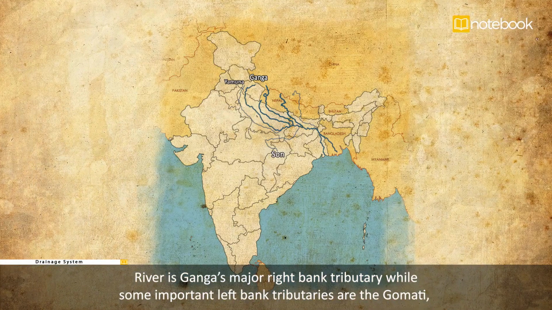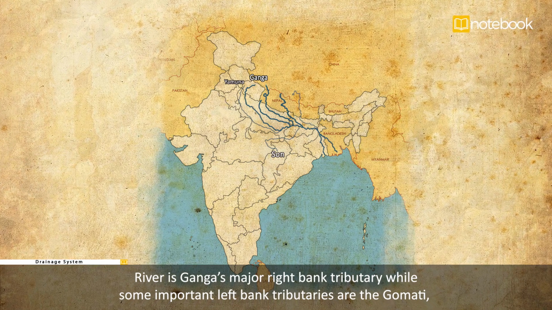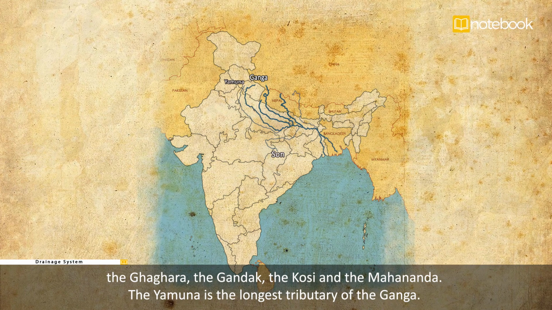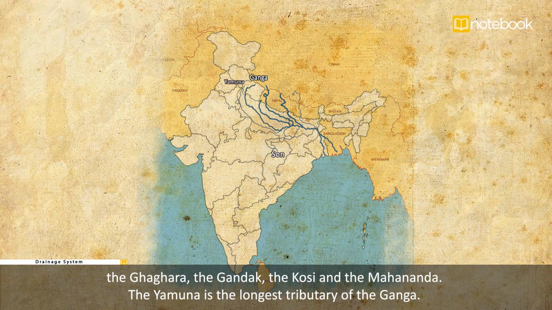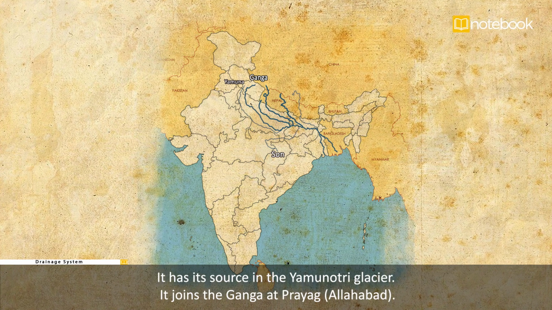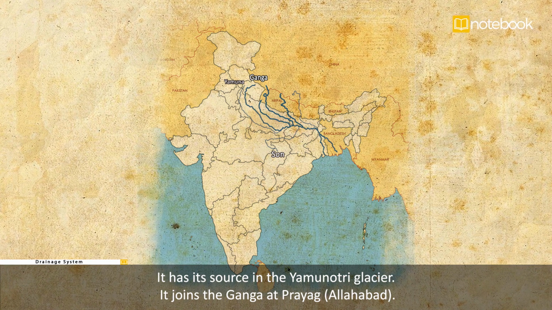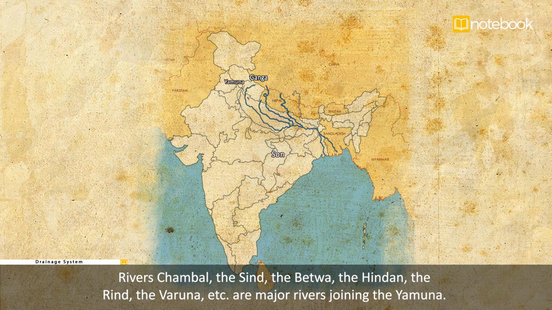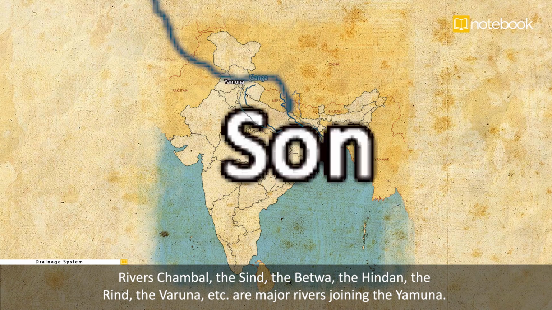Ramganga is the Ganga's major right bank tributary, while some important left bank tributaries are the Gomati, the Ghaghara, the Gandak, the Kosi and the Mahananda. The Yamuna is the tributary of the Ganga. It has its source in the Yamunotri glacier. It joins the Ganga at Prayag, Allahabad. The Chambal, the Sindh, the Betwa, the Hindan, the Rind, the Varuna, etc. are major rivers joining the Yamuna.